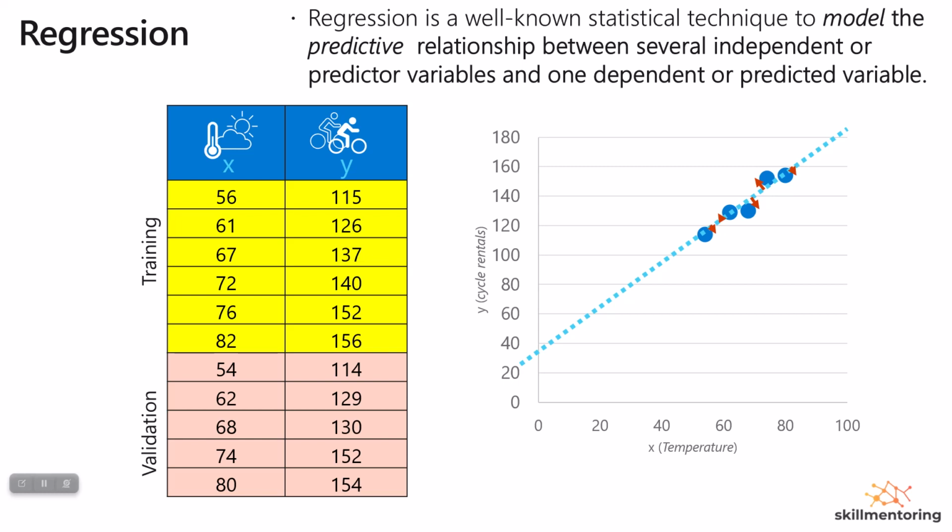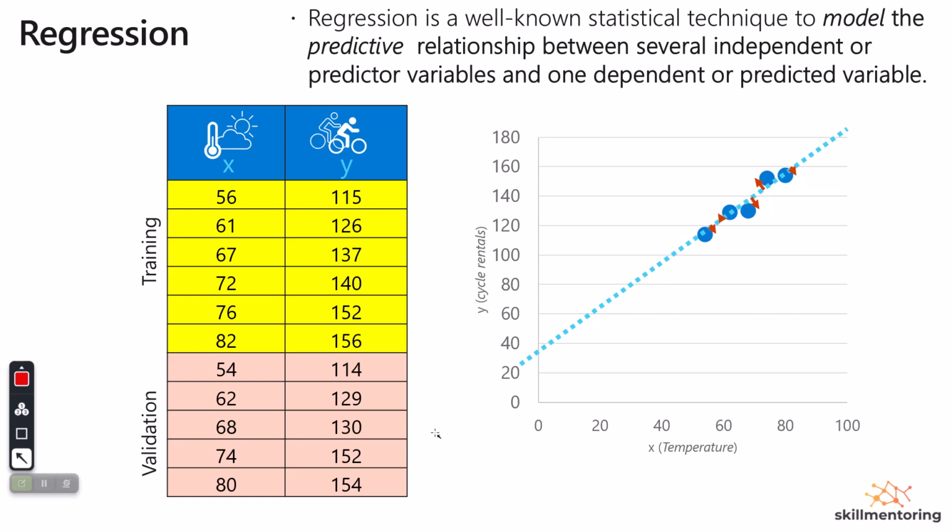And when validating, we can say that when the temperature was 54, it predicted that there will be a rental of 114 bikes. However, you can see that this is where the original value for 56 degrees Fahrenheit temperature was there, and at that time 115 bikes were rented. So this prediction of 114 bikes being rented when the temperature is 54 degrees Fahrenheit is a good match.